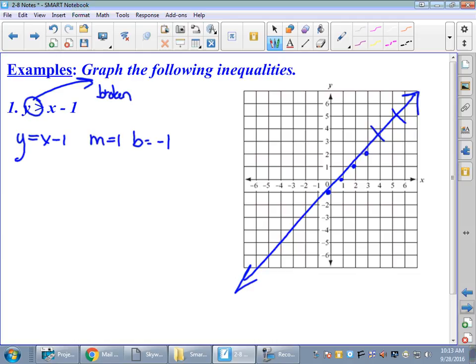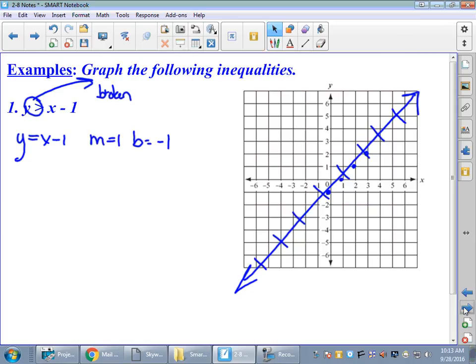So if I were to plug any of these ordered pairs into that inequality, it would give me a solution like 3 less than 3 or 5 less than 5. And that's not a true statement, so those numbers don't work. The only way they would work is if we said equal to.